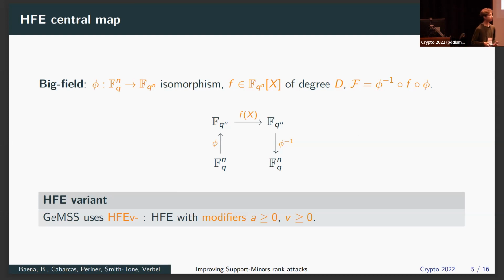So here, the important thing is that your polynomial small f is over the big field, but your public polynomials are over the small field. And finally, GEMS is what we call an HFE variant, because this is this plain HFE construction to which you add some modifiers. And so this explains that your scheme also has some extra parameters, A and B.